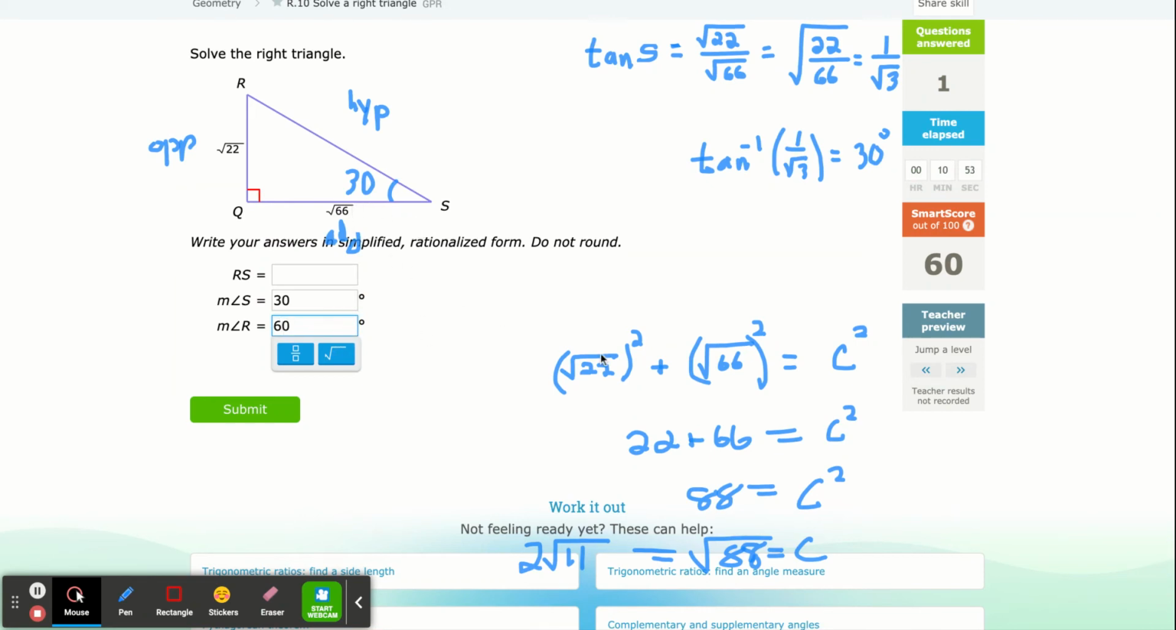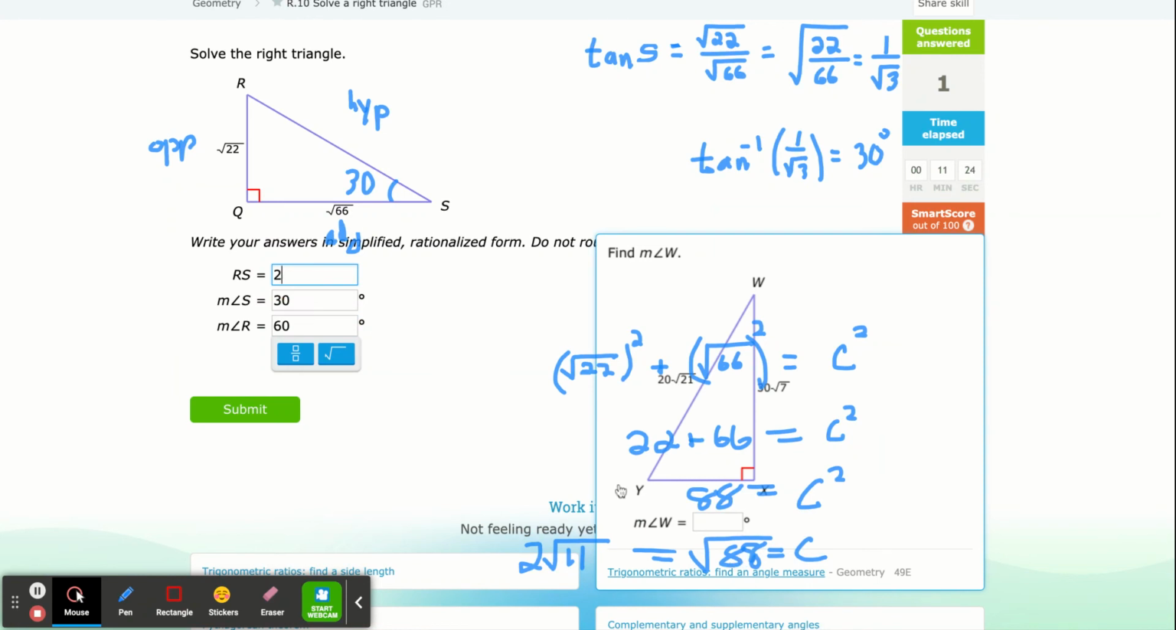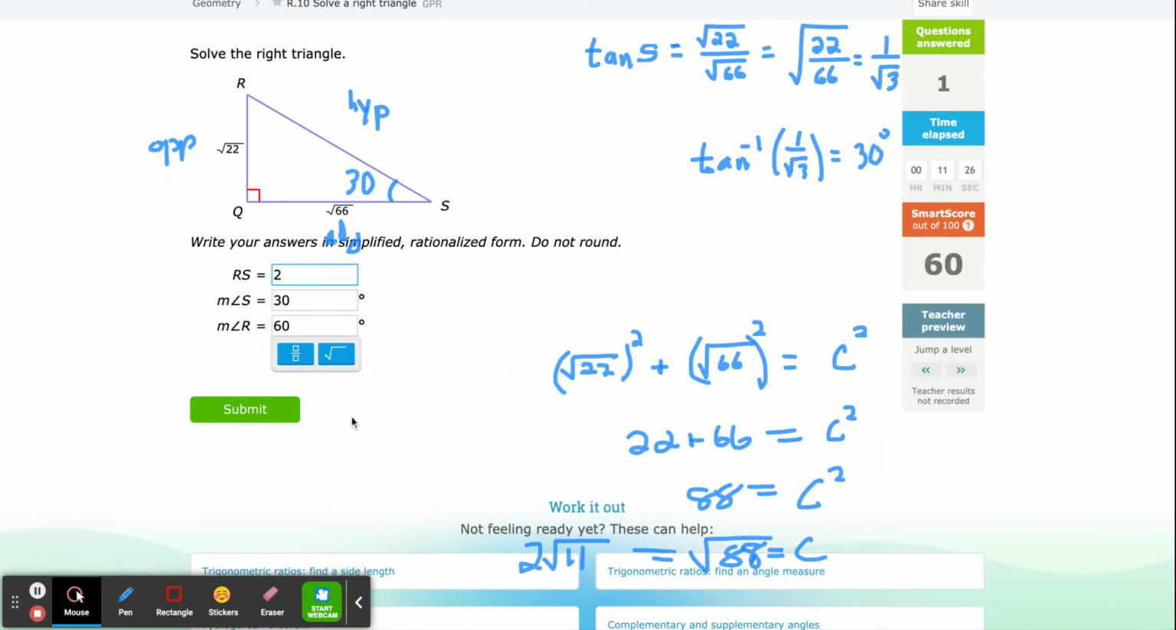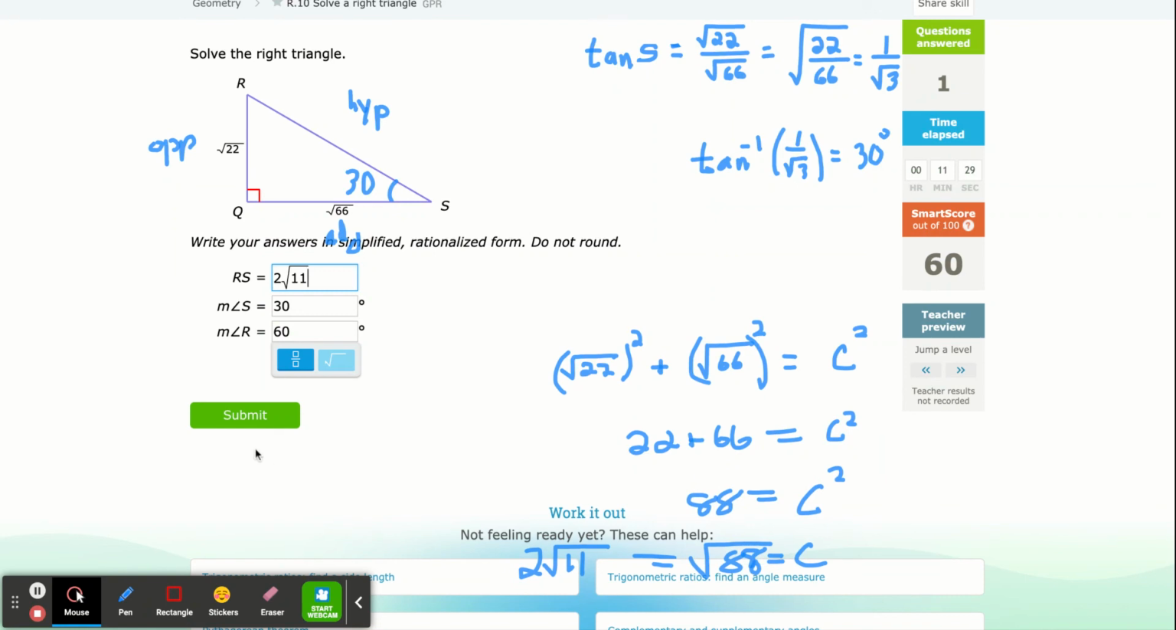And then I just use Pythagorean's theorem. You could do the sine function or the cosine function and set up ratios to solve for the hypotenuse, but I just thought it was easier to do Pythagorean's theorem, a squared plus b squared equals c squared. When I square a square root, it becomes just the 22. The square root of 66 squared is 66. That's 88. C squared is 88. Square root of 88. We get 2 square roots of 11. And so, again, make sure you reduce. That's 4 times 11. So I'm just going to do 2 square roots of 11 for my final answer.